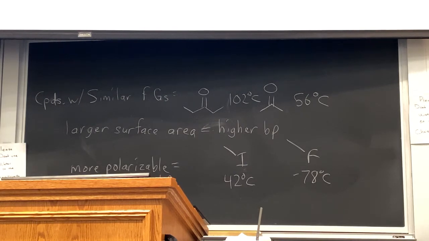So two important trends. If it's the same functional group, larger surface area will give you a higher boiling point. If you're comparing atoms from the same column, then the one that contains the more polarizable atom will have the higher boiling point. Question? Is that always going to be whichever atom is bigger? Yes, because polarizability is directly correlated to size. All right. Other questions?